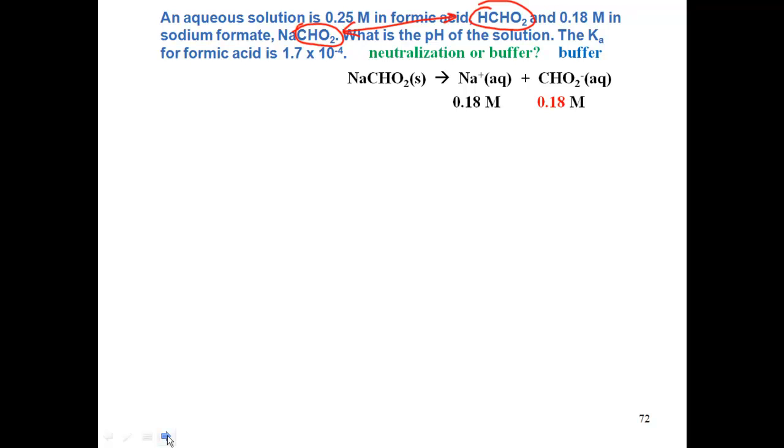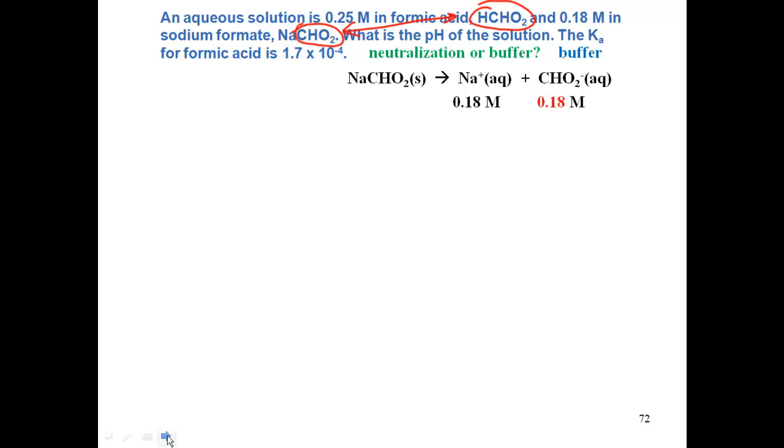Okay, so I write my soluble salt. I got my sodium formate, which gives me sodium ions and formate ions. My concentration is 0.18 for both components. That's because I got 0.18 of sodium formate and everything's 1:1. If I had a 2 in front of that formate ion, then I would have to double the concentration.